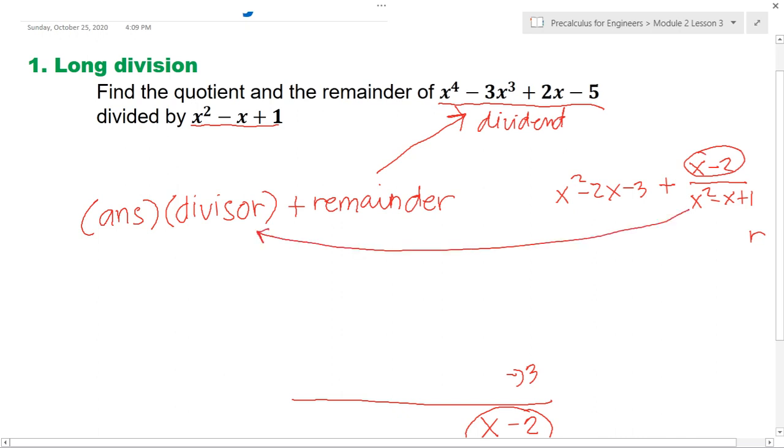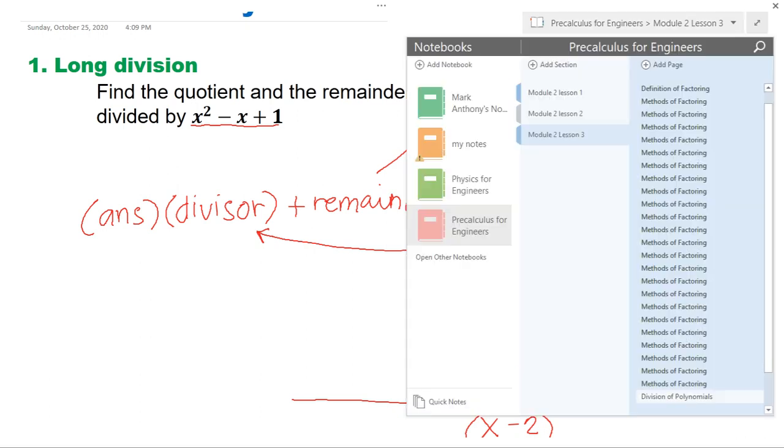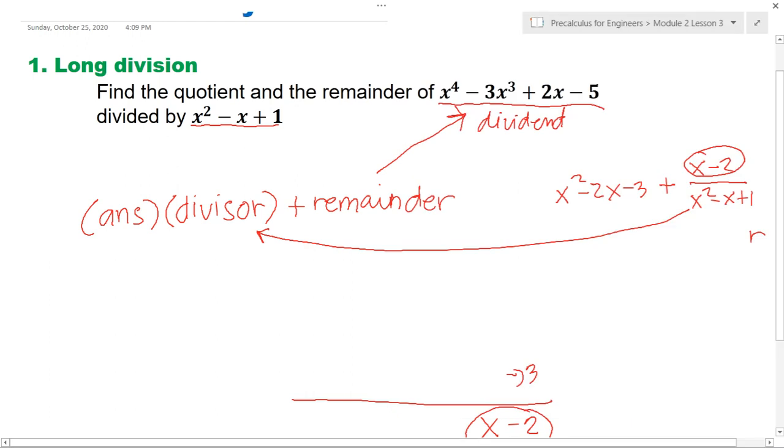So, ganun. Class, are we clear with this one? Naki-clear tayo, class? Naka-follow ra, class? Okay. Na-follow ra? How about the others? Okay ra? Okay.